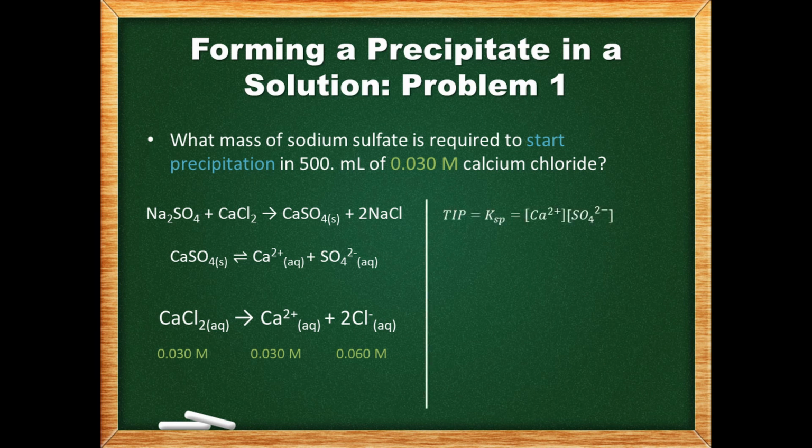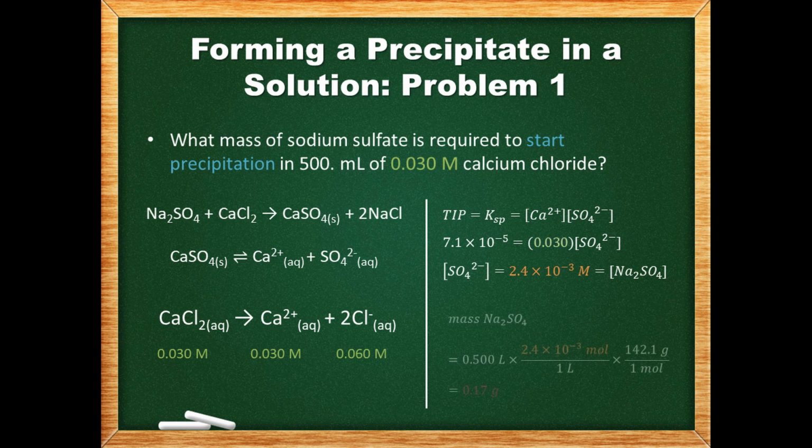We want the TIP to equal the KSP, which it does when a precipitate is just beginning to form. We know the concentration of calcium ions and we get the KSP off of the table. What we need to find is the concentration of sulfate that will lead to precipitation. We get a value of 2.4 times 10 to the negative 3 moles per liter for the concentration of sulfate, which is equal to the concentration of sodium sulfate because the mole ratio between sulfate and sodium sulfate is 1 to 1.